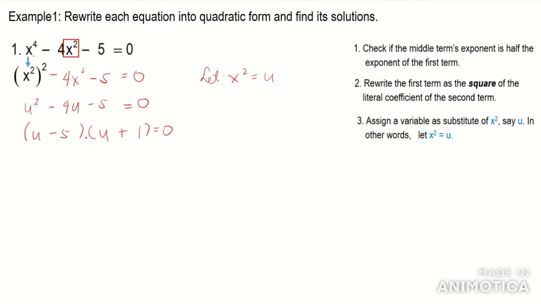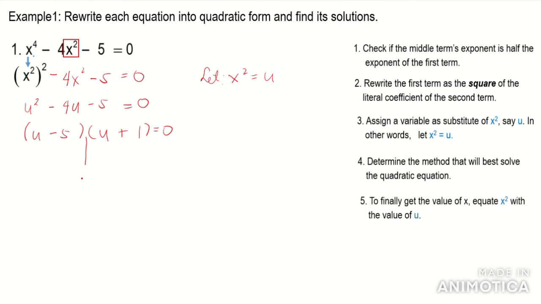Then we apply now the zero product property. We have u minus 5 equals 0. U plus 1 is equal to 0. Then we transpose. So you have now u is equal to 5 and u is equal to negative 1. Now, hindi nag-e-end dito ang ating solution kasi nga ang kailangan natin ay ang value ng x. Okay? So, to finally get the value of x, equate x squared with the value of u.